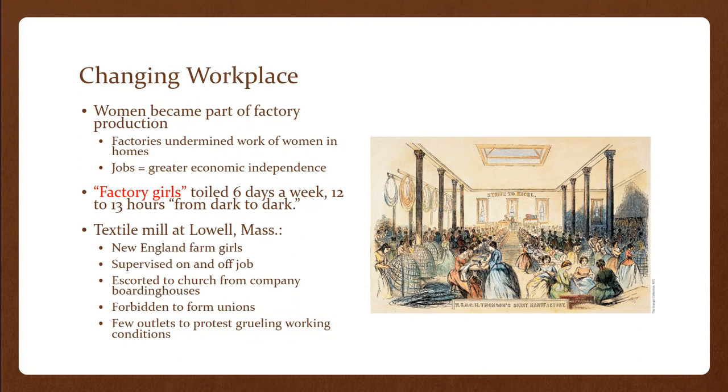Factory girls generally worked for 6 days a week, 12 to 13-hour days, but it didn't end when they clocked out for the day. They were supervised on and off the job. They would be escorted to church. They would be taken back to the boarding house where they would live. They could not form unions. All of these things reflected the paternalistic and sexist view at the time that women, even if they could work in a factory, could not be treated as equals with men. And so that led to this harsh supervision and controlling all aspects of their day.